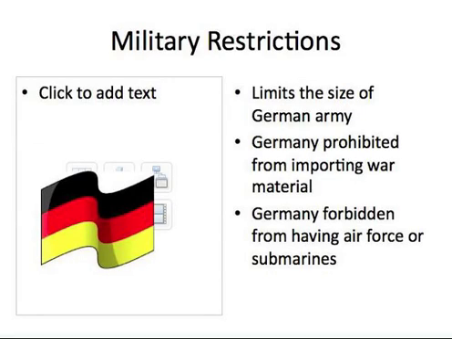Military restrictions. Germany is restricted in the size of its army. They can only have a very small army. Here's a map of Germany. They're prohibited from importing war material, and they're forbidden from having an air force or submarines.